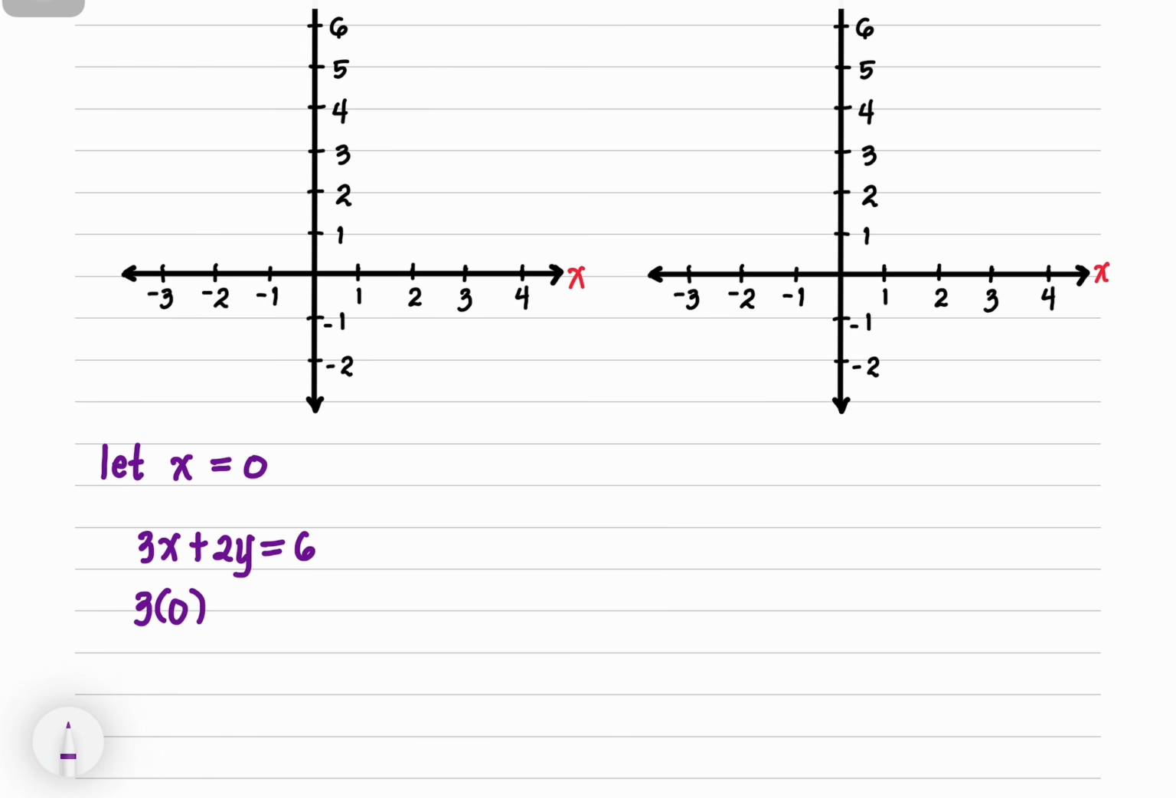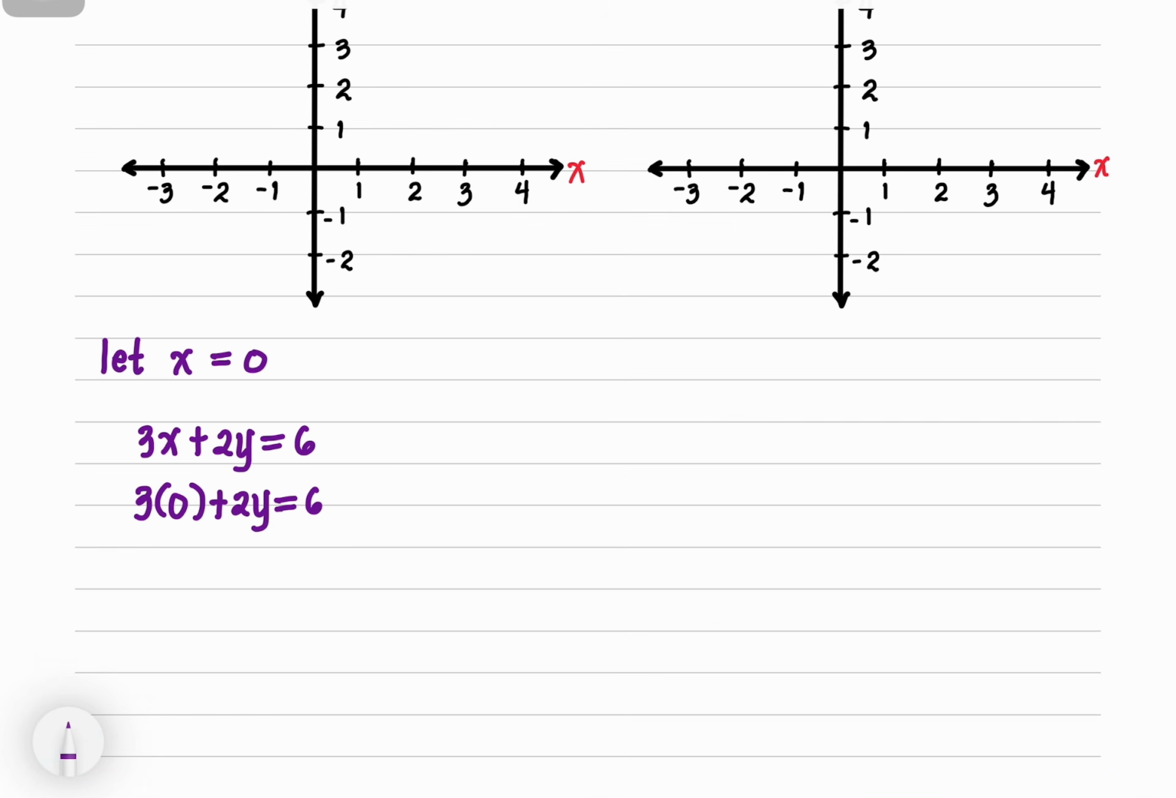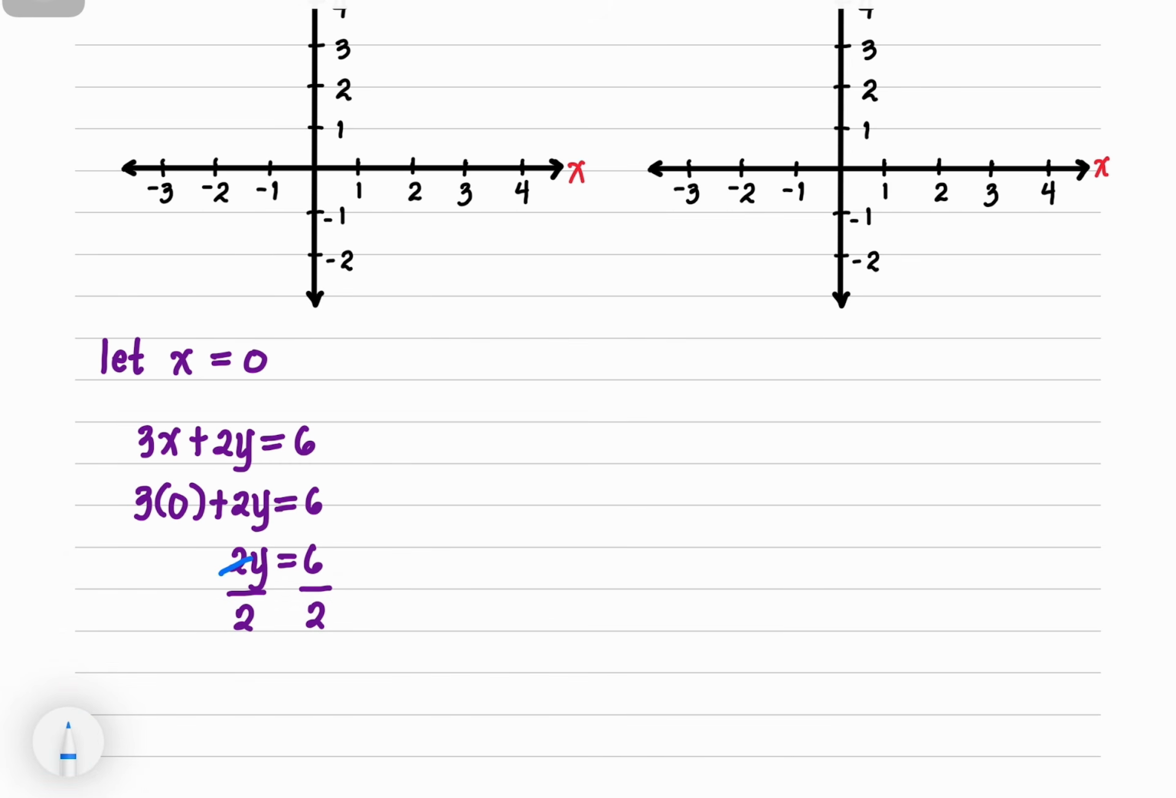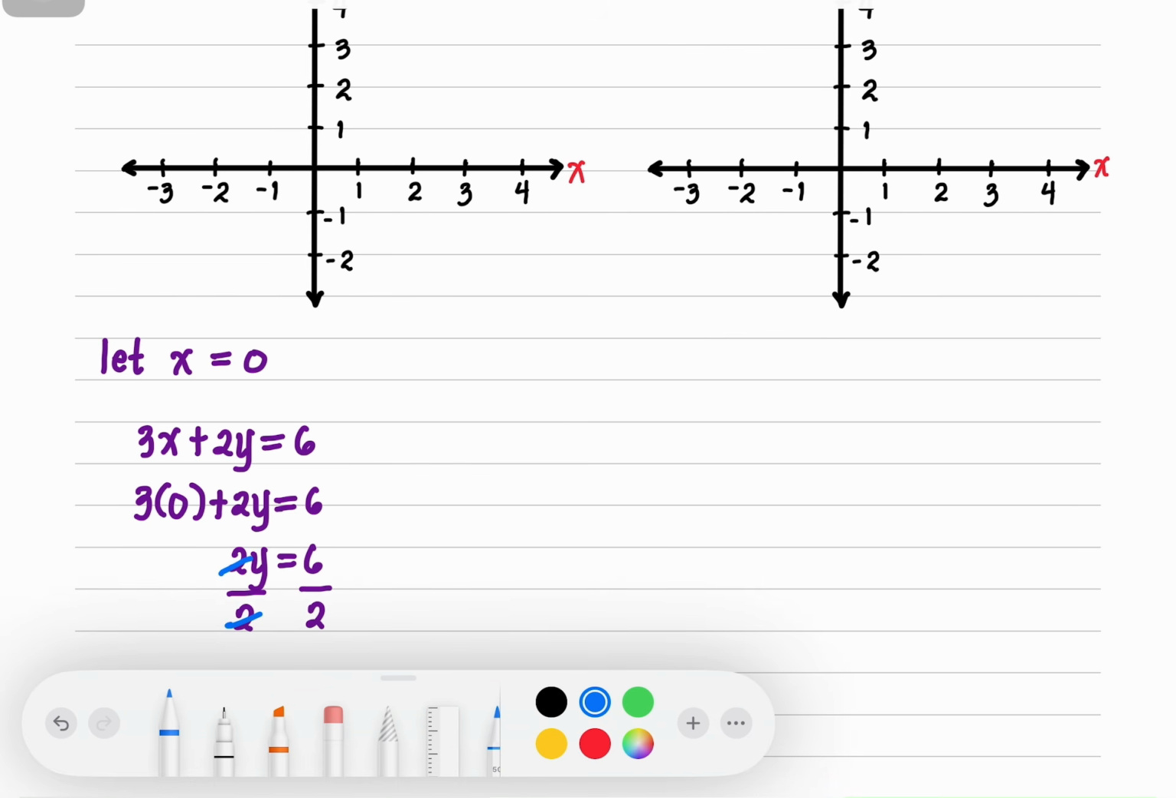Naintindihan? So, 3 times 0 plus 2y equals 6. So, 3 times 0 is 0. So, wag na natin isulat yon. And then, bring down 2y equals 6. Again, inumit ko na yung 0 doon, kasi nga, 3 times 0 is 0. So, hindi ko na siya sinulat. And then, to solve for y nga, no? Ang gagamitin natin dito, or magde-divide tayo dito ng 2, right? Kasi ito yung numerical coefficient ni variable y. Okay? So, ganun lang kasimple.